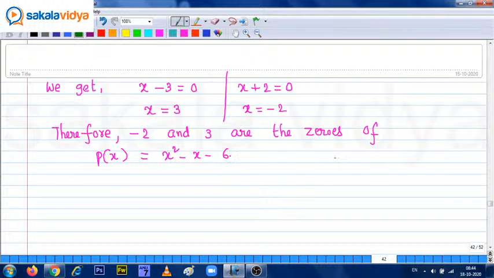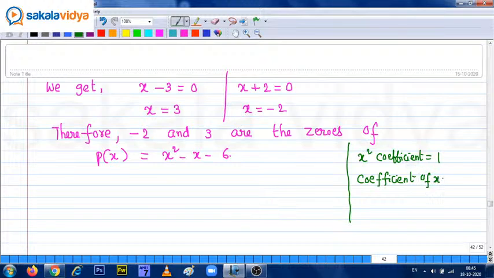Here one more thing to write down. See here, the x square coefficient is equal to 1, the coefficient of x is minus 1, and the constant term is equal to minus 6. Just keep this aside for now.